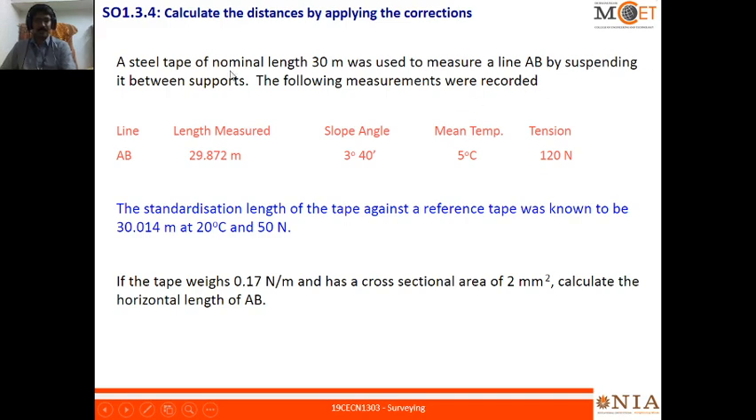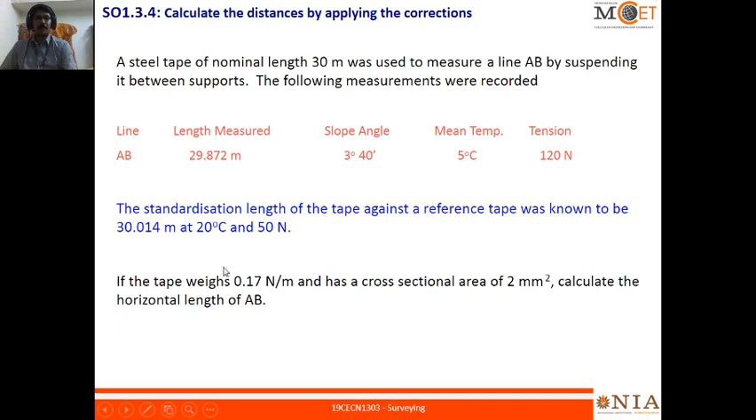By suspending the tape between supports, sag may form, right? If the sag is there, it is due to the self weight of the tape or chain. Then the area has to be calculated. For that, the given data can be used. The tape weight per meter is given as small w, so the total length, if we multiply, gives capital W, and the cross-sectional area is 2 mm square. So these are the different data.